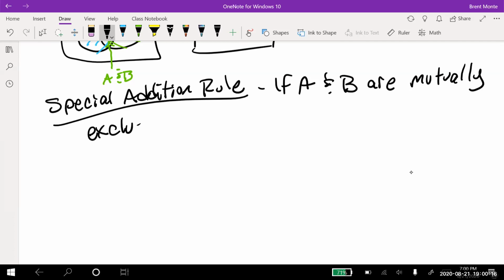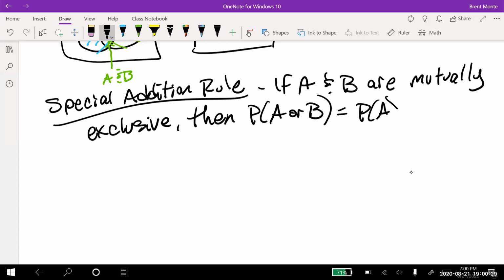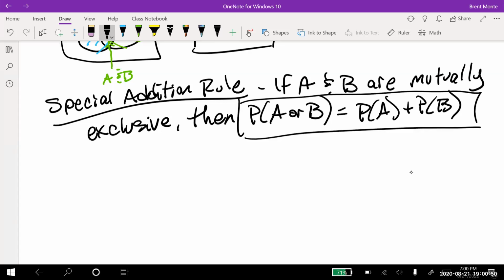then the probability of A or B. Notice it's called the addition rule because if we have an or, we change it to a plus. That's just the probability of A plus the probability of B. We don't have to take out the probability of A and B because if they're mutually exclusive, they don't overlap, and the probability of A and B would be 0. So that makes it easier. That's the special rule. Why is it special? Because it only works if the events are mutually exclusive.